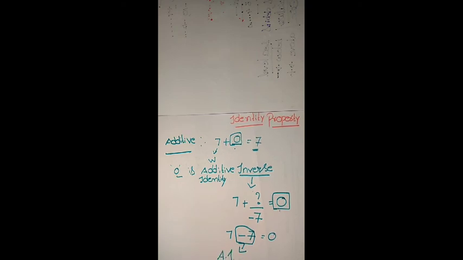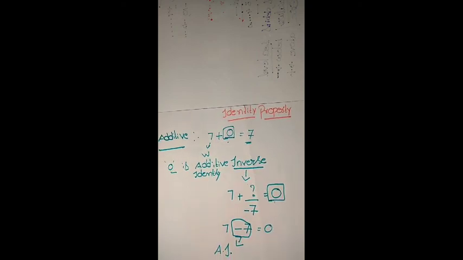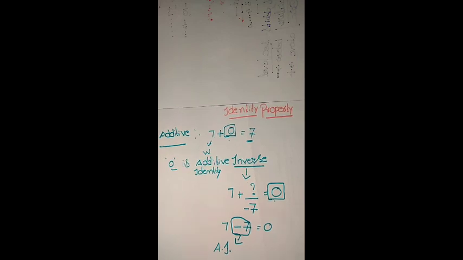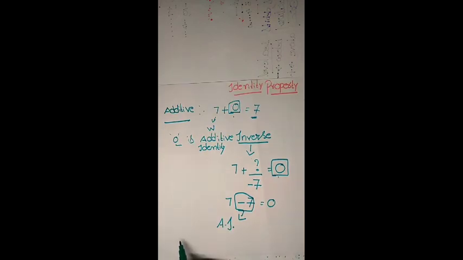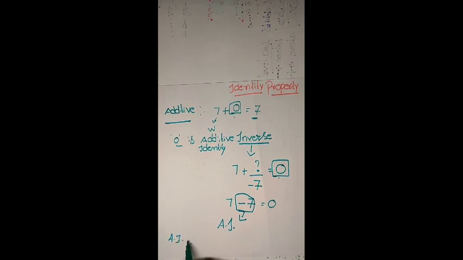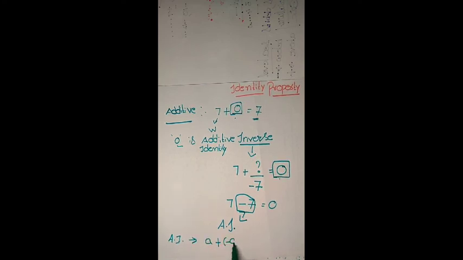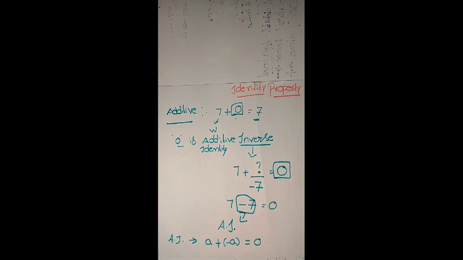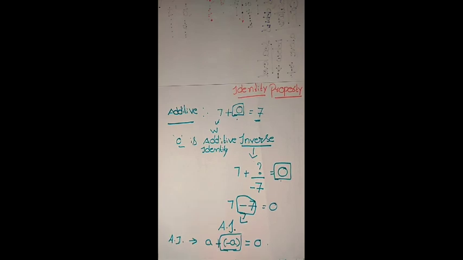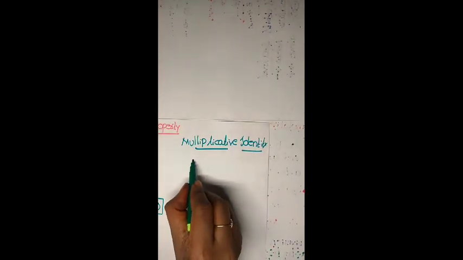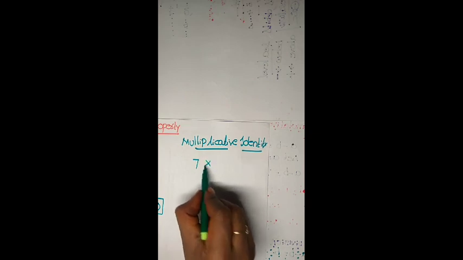So the additive inverse of any number is nothing but the same number with a negative sign, or the same number with a positive sign, according to the number. So in general, the additive inverse we can write as a plus minus a equals 0. So if the number is 7, the additive inverse is minus 7. Suppose the number is minus 7, the additive inverse will be 7. That means a change of the sign.